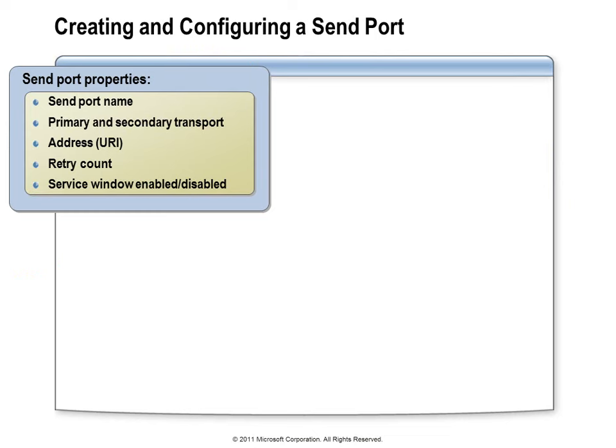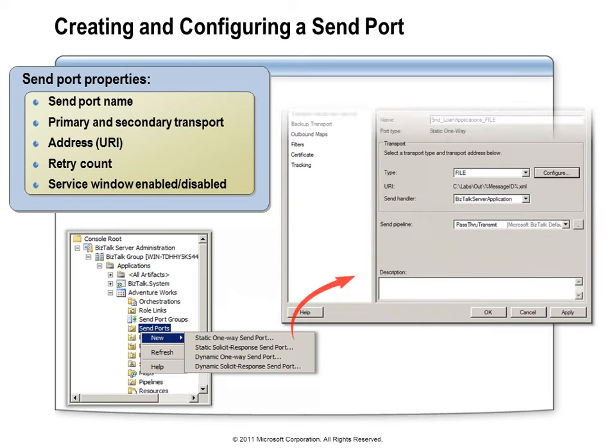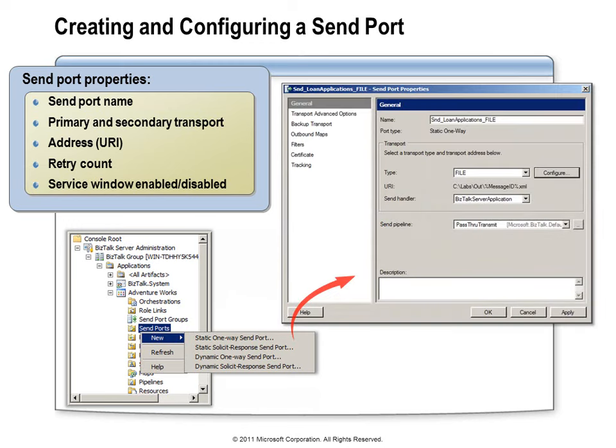When you create a new send port, you have the option of either creating a static send port or a dynamic send port. If you create a static send port, you will use the administration console to set the destination URL. If you create a dynamic send port, you won't specify a URL right now. In that case, some component within your BizTalk application will need to provide the URL at runtime. We'll talk more about that further in Module 15.